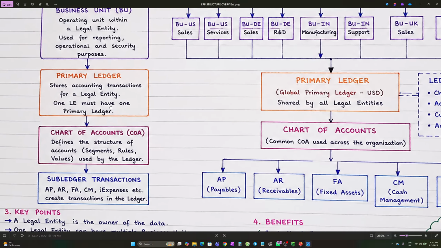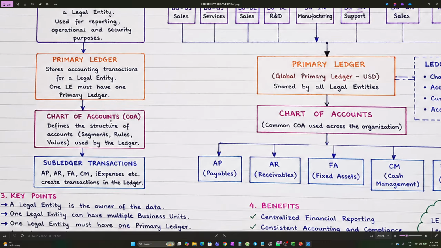And coming to the chart of accounts, under the primary ledger we have four C's. One of the C's is chart of accounts. This chart of accounts we will discuss in detail in today's session completely. What is there in chart of accounts? The chart of accounts contains the structure of the accounts. The structure of the accounts contains company, department, location, service line, and other segments also.